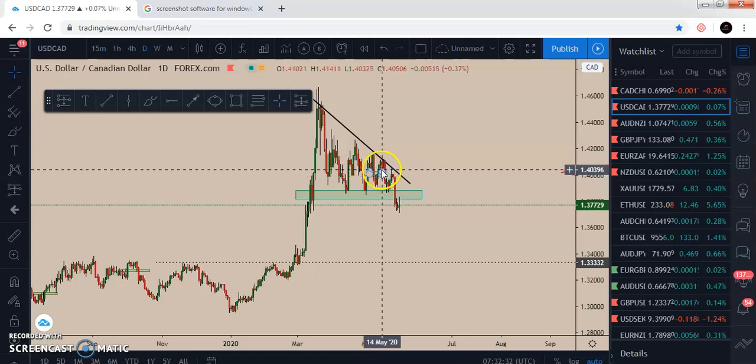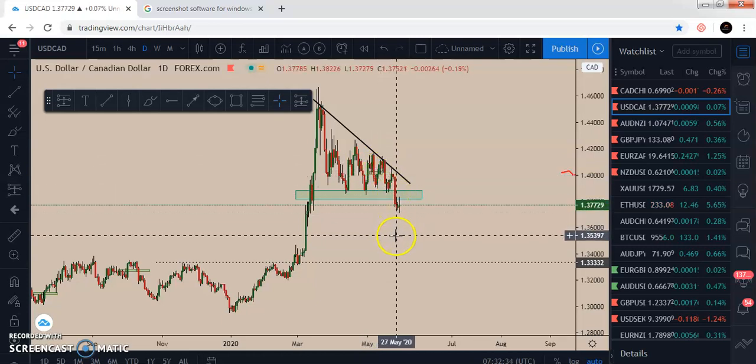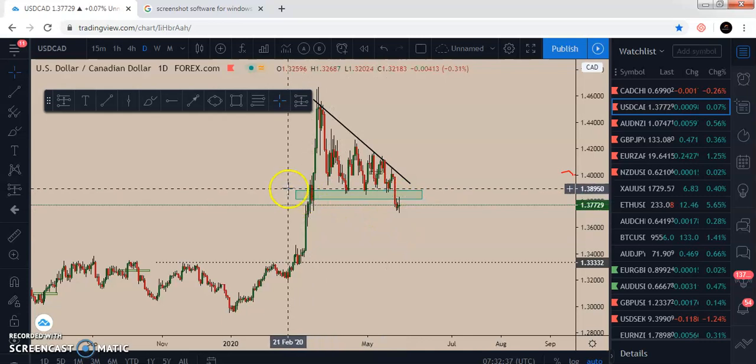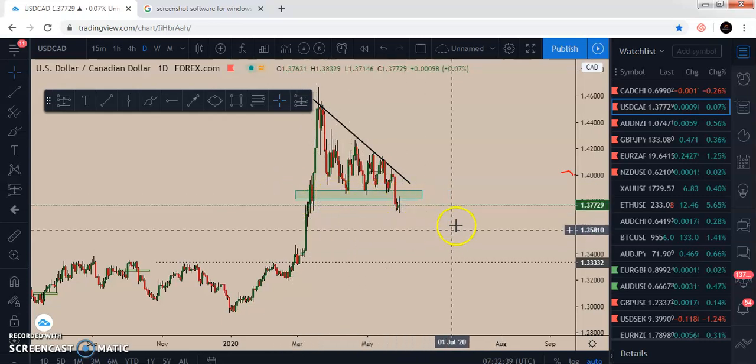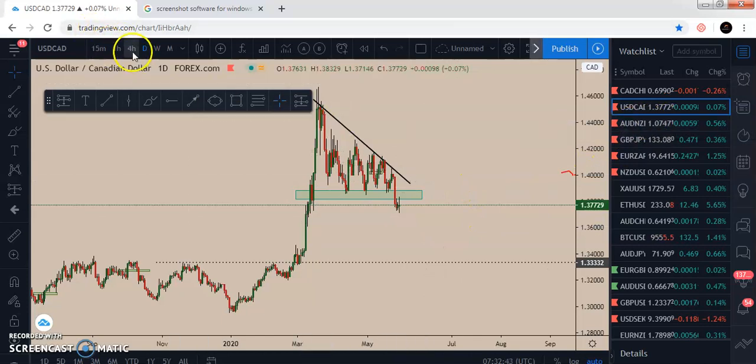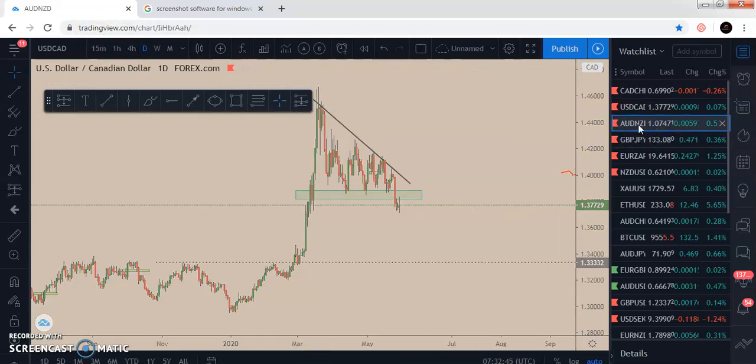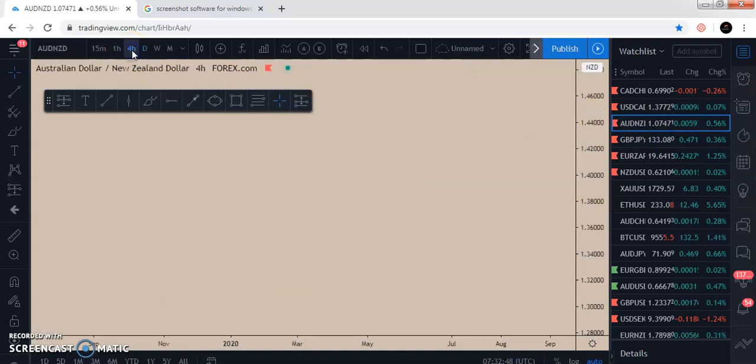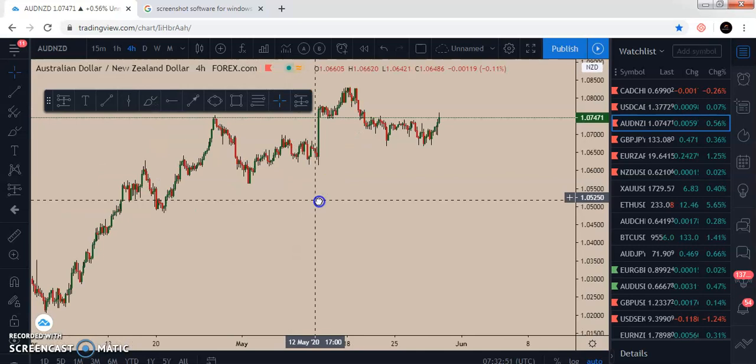But fortunately, the market respected structure and broke below this support zone. So we'll check if we can add this to our watch list for this coming week. But first, let's just review all we have for last week. Now, the next pair on our watch list was AUDNZD. Now let's check from the 4-hour perspective.